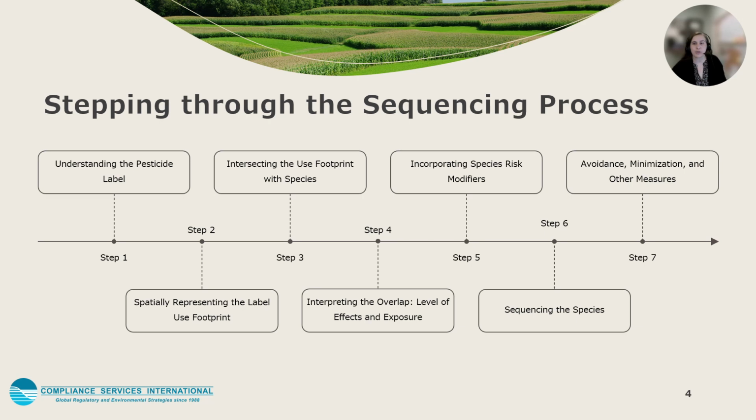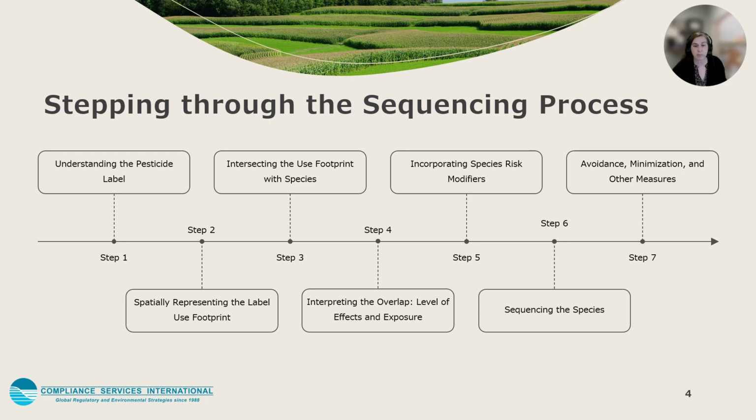The approach used in AMPS can be broken down into seven steps. So we're going to step through the sequencing process and we give a little overview of each of the steps. So step one is understanding the pesticide label. This is where we capture information from the label to accurately reflect the action, including how the active ingredient will be used and existing label language, minimizing potential offsite movement or exposure.